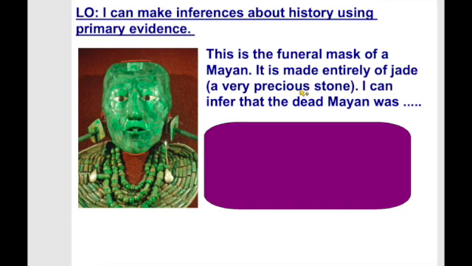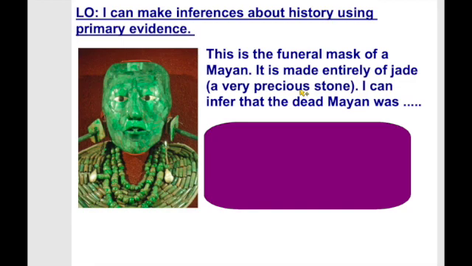Now, I have here a sentence which you're going to write after the LO. This is the funeral mask of a Mayan. So when this person died, they put this mask on their body for their funeral, for when they were buried. It is made entirely of jade, a very precious stone. So this green material you see is jade, which is a very, very expensive, precious and rare kind of stone.